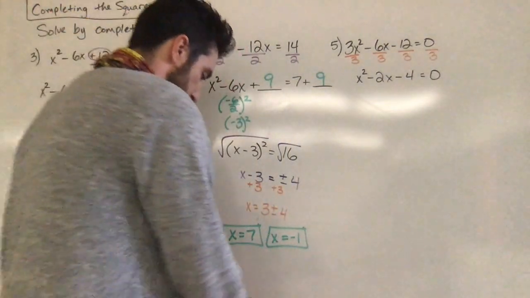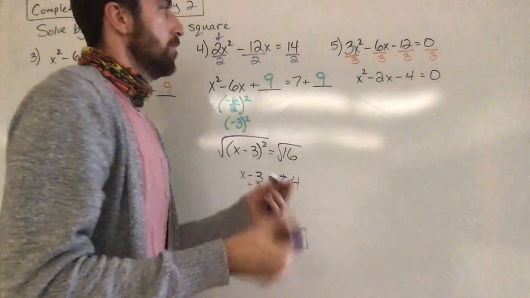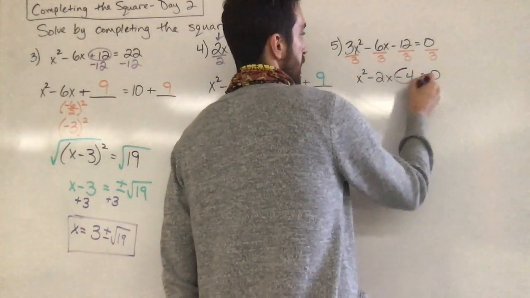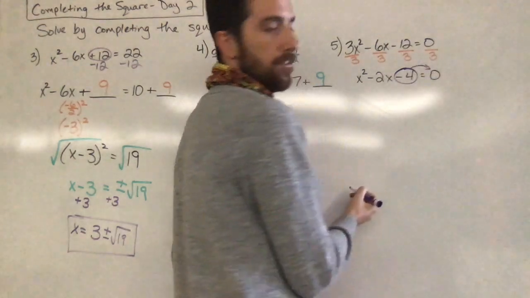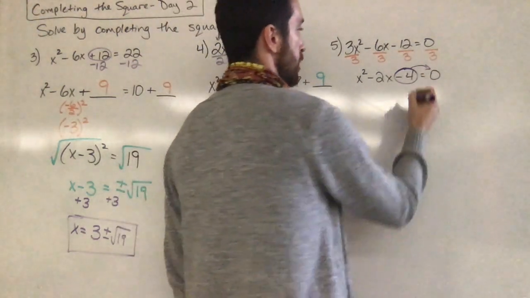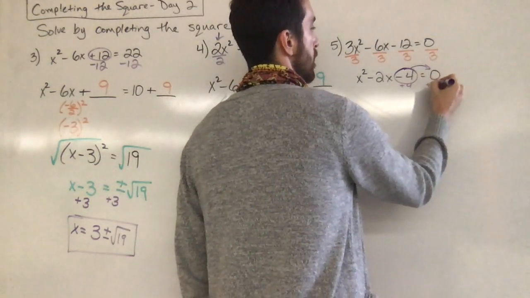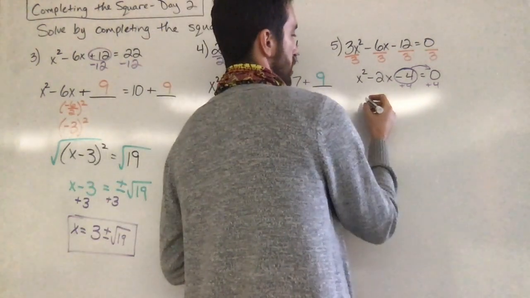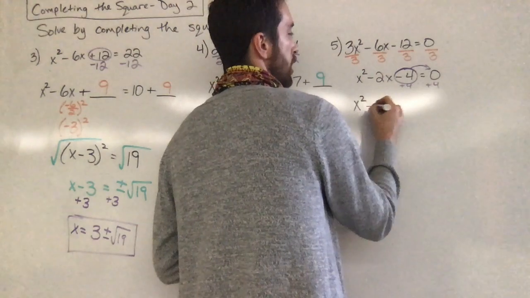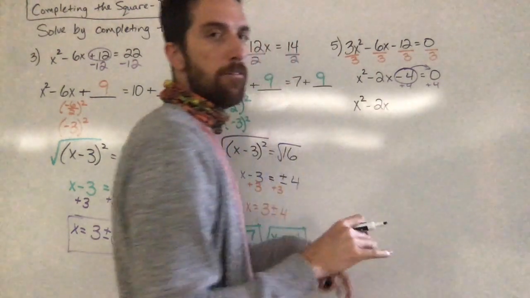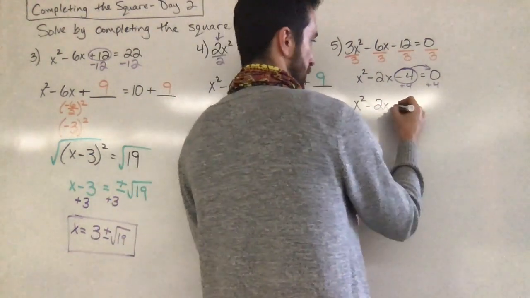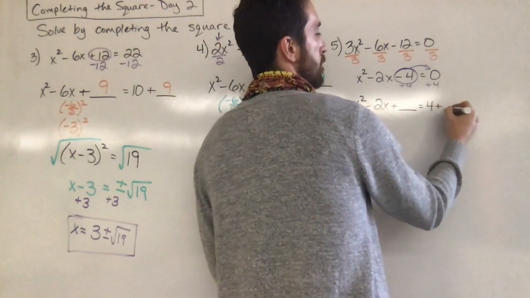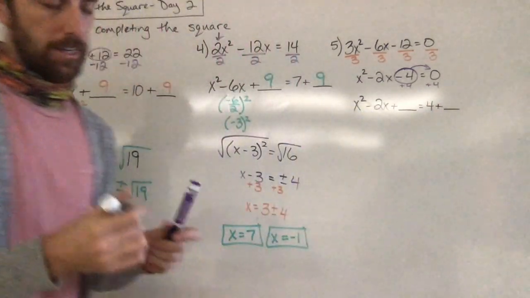Fantastic. Hard part done. We got to isolate the x's. So the negative 4, it's got to go. So to get rid of it, we would just add 4. Which gives us x squared minus 2x. Leave a little bit of space. Plus blank equals positive 4 plus that same blank.